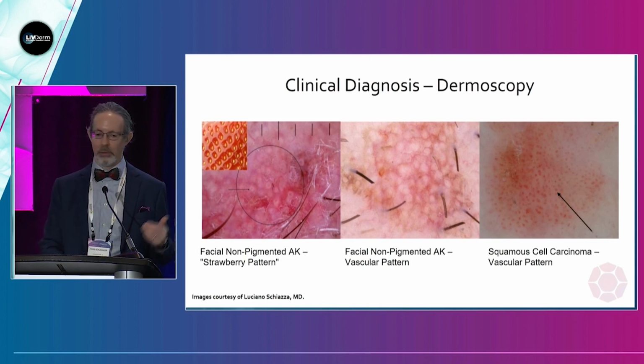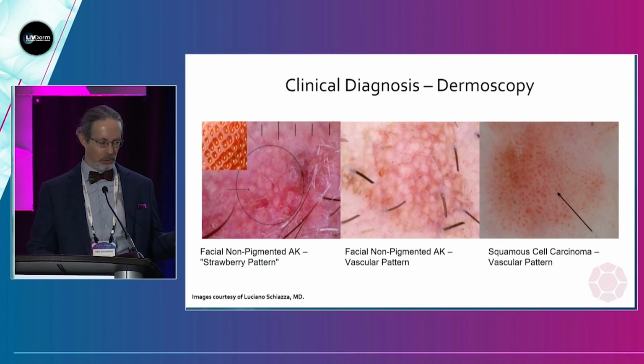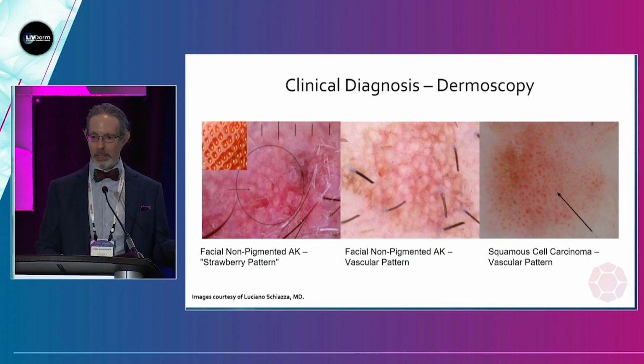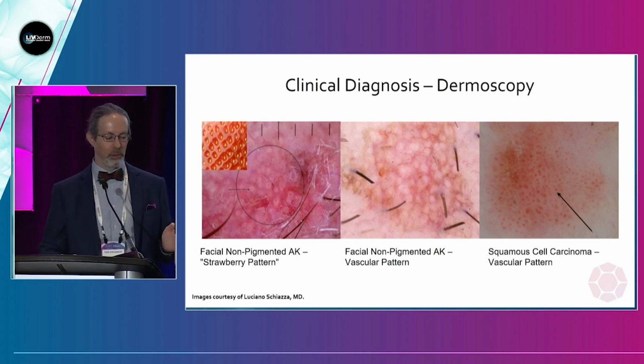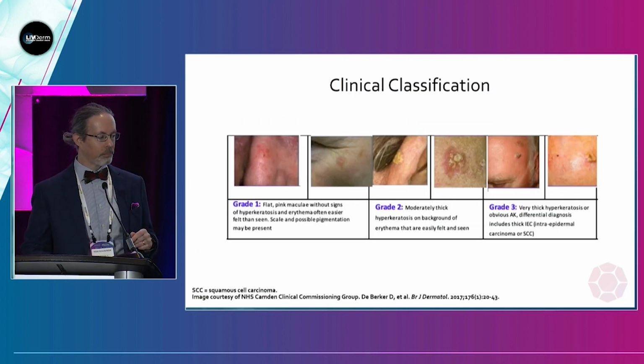As Dr. Ferris mentioned about dermoscopy, it can maybe help you differentiate between AK and squamous cell carcinoma. As you can see, the strawberry pattern located here on the left in the facial non-pigmented AK, with this vascular pattern that looks similar to that strawberry pattern. And then on the right-hand side, a squamous cell carcinoma with a very similar pattern, but more of a swirling pattern as opposed to the central pattern that you'll see in AK.